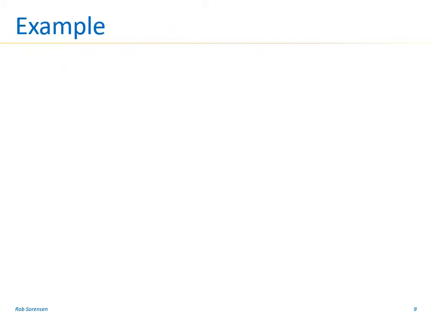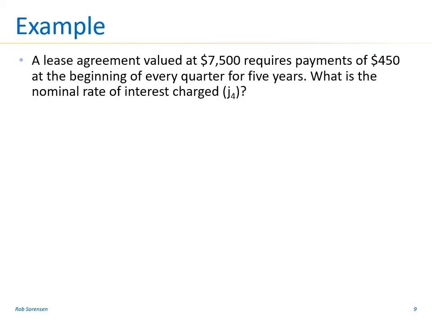All right, let's go ahead and try one out. In this question, we have a lease agreement valued at $7,500 that requires payments of $450 at the beginning of every quarter for 5 years. What is the nominal rate of interest charged as a J4, as a quarterly rate?